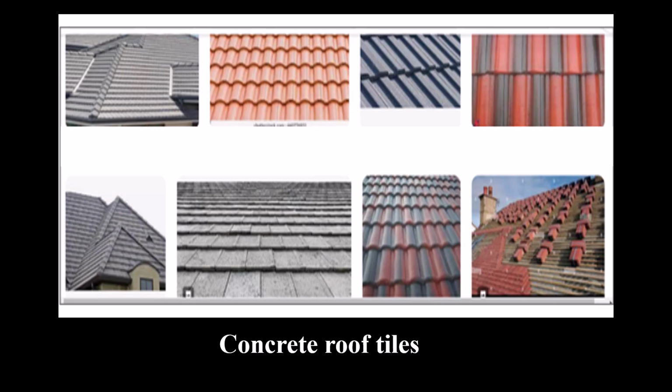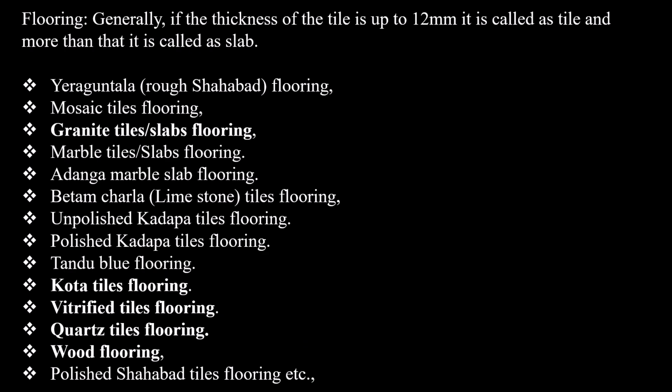Cement concrete readily available roof tiles are shown here. They are of different color, size, shape, design to have beautiful look. Flooring. Generally, the thickness of the tile is up to 12 mm. It is called a tile, and more than that it is called a slab. These are the varieties of flooring.